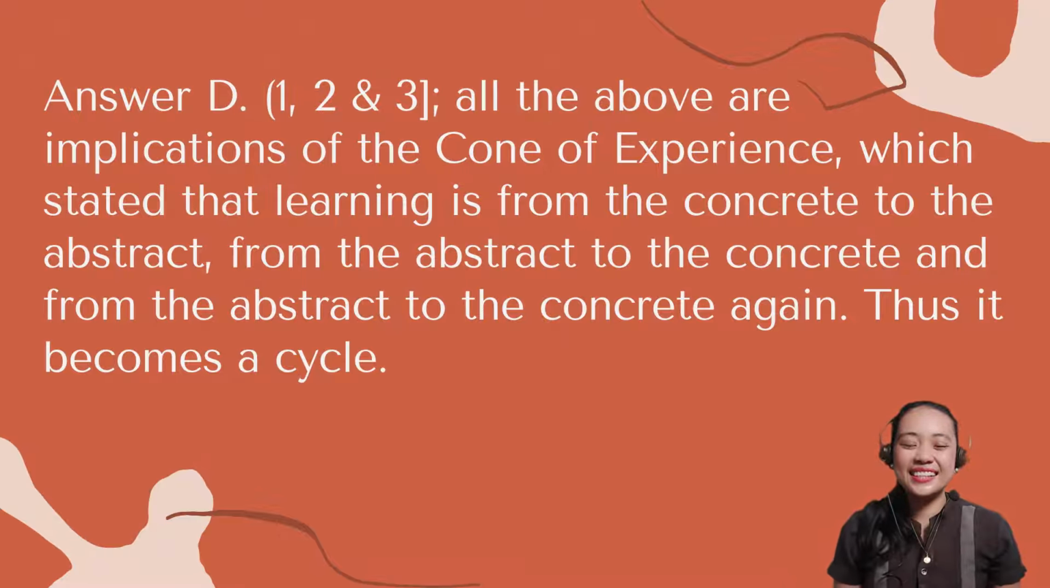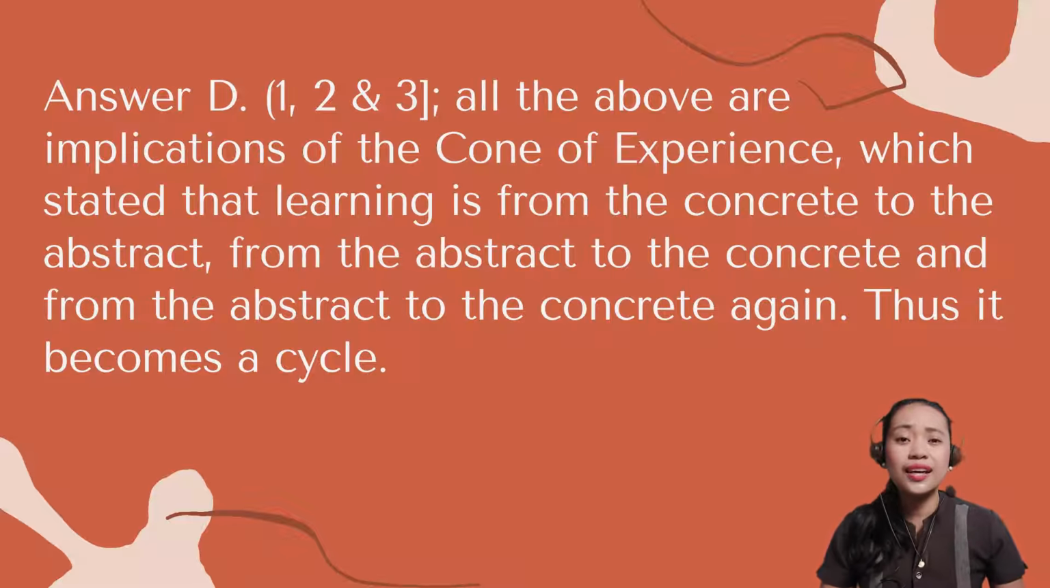Okay, the correct answer is letter D, 1, 2, and 3. All of those mentioned statements are implications of the cone of experience, which stated that learning is from the concrete to the abstract, and from the abstract to the concrete again. Thus, it becomes a cycle.